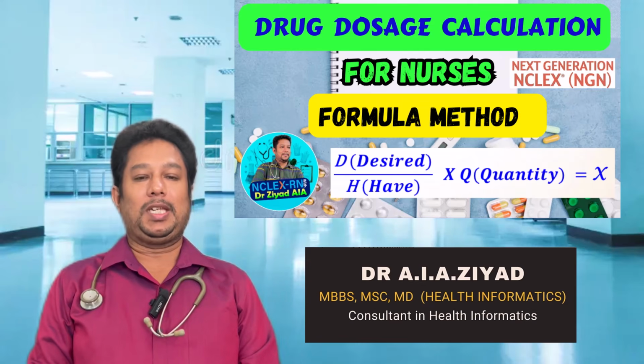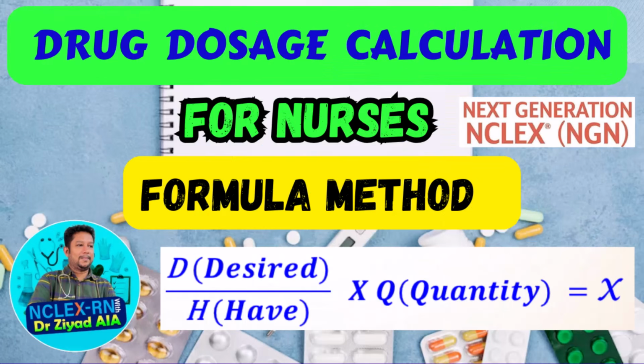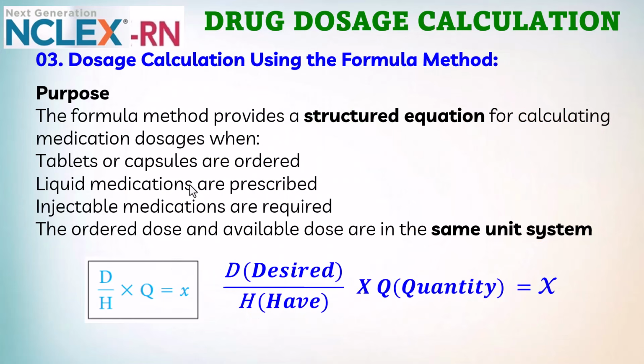In this tutorial series, we are going to discuss the formula method for dosage calculation. Why do we need a structured formula instead of guessing? Exactly, because medication errors can harm patients, and that's why this method is powerful.